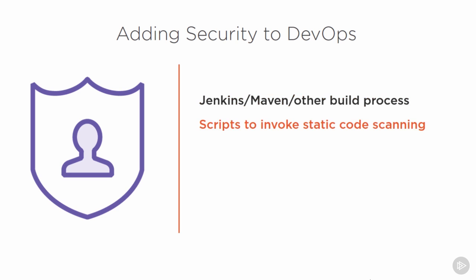You could add scripts that invoke your static code scanning. You might be using something like Checkmarx or HP Fortify, for example. You could also add scripts to invoke your dynamic code scanning. Now, this is really the focus of this particular module and what you'll see me doing inside of the demo. This is where you're going to call Burp to perform your dynamic scanning.